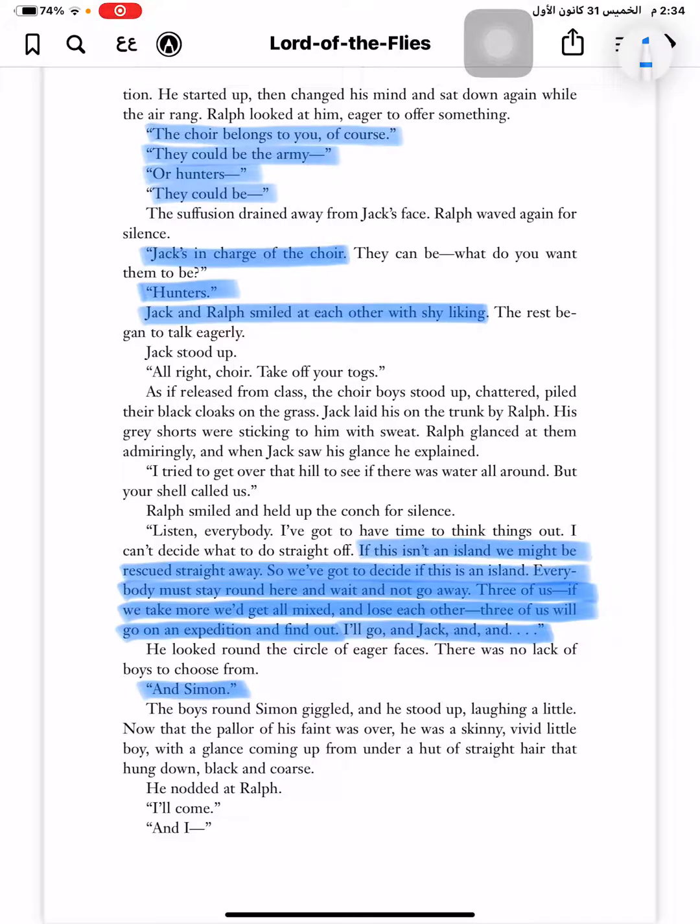We have rules here. They are going to search the island in order to decide whether it is an island or whether there are other tribes on the island, and a lot of things. So here it is something good till this moment. We have rules, we have order, they should follow.